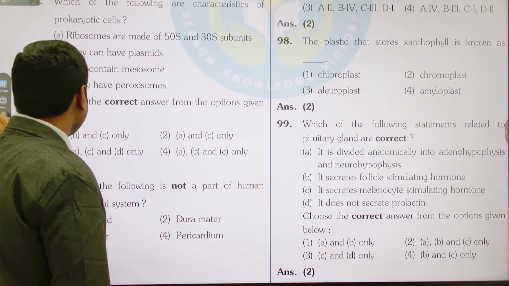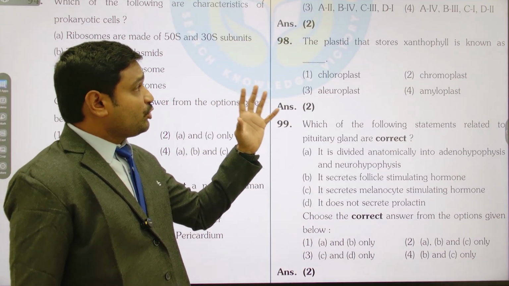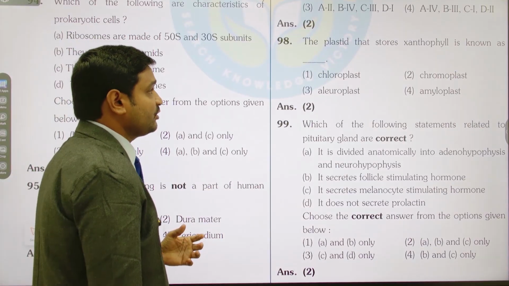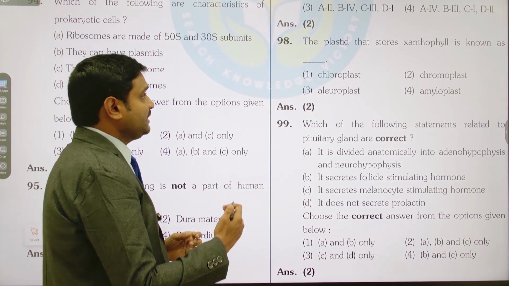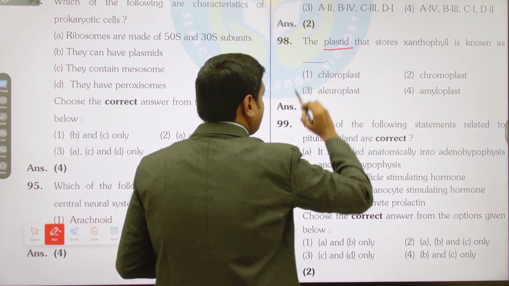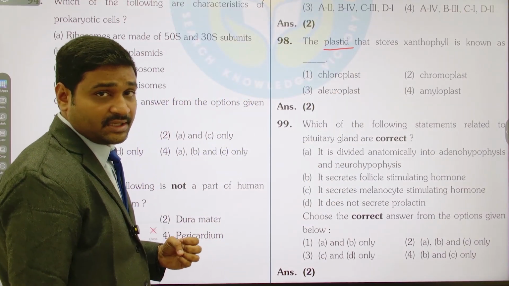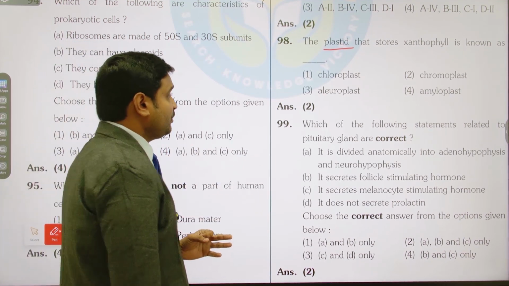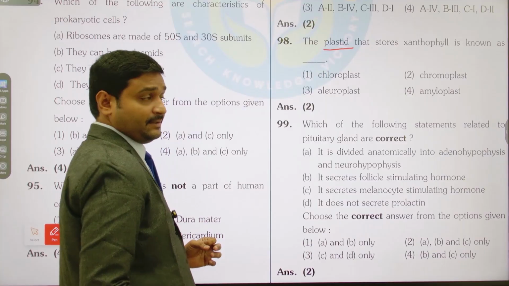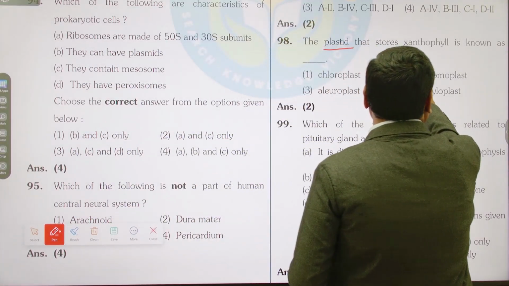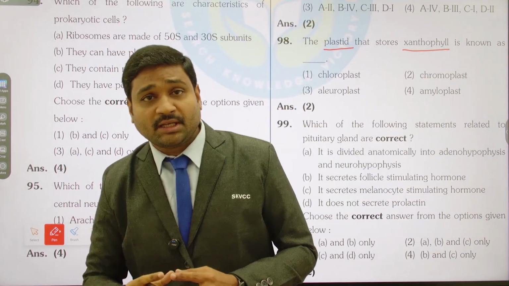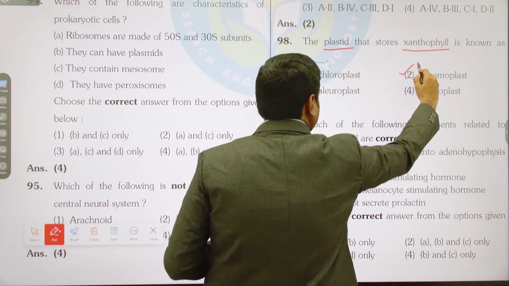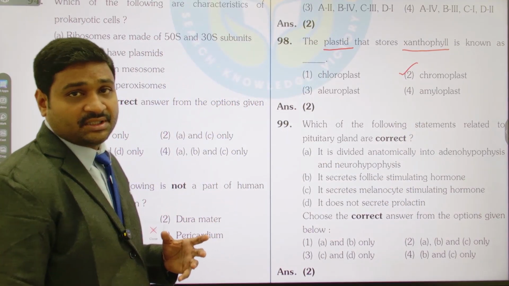Then question 98: the plastid that stores the xanthophyll is known as. Plastids are cell organelles, and there are three types: chloroplasts, chromoplasts, and leucoplasts. Among the three types of plastids, xanthophyll is a brown color pigment which is exclusively stored only in chromoplasts. This is a direct question in the NCERT.